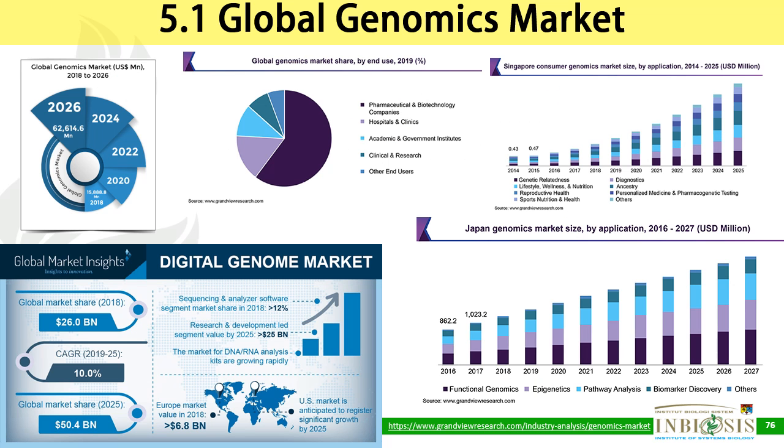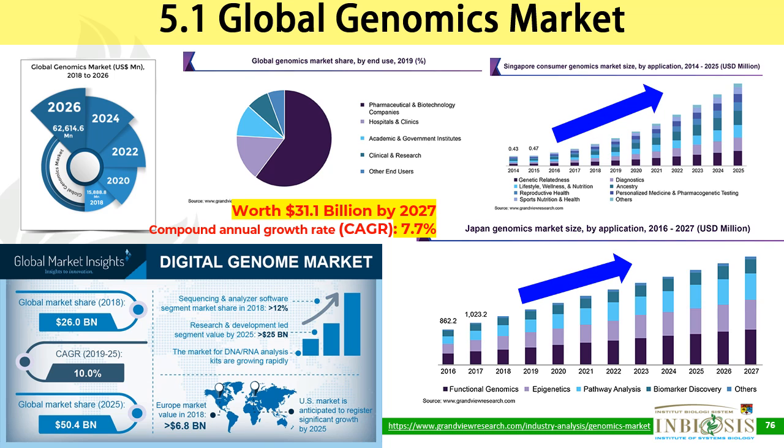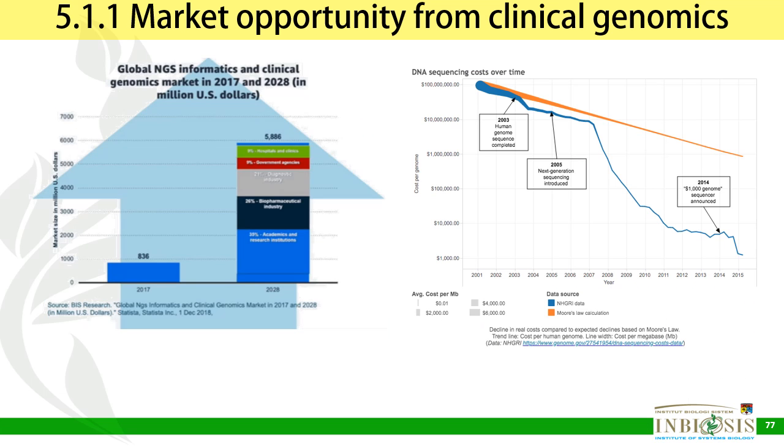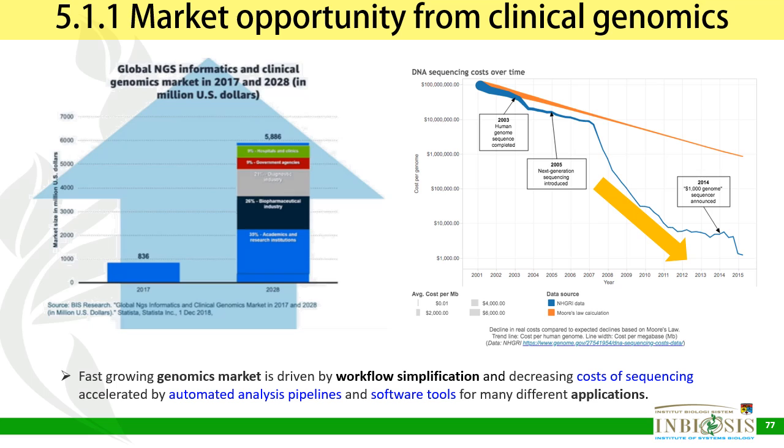The global genomic market is on an uptrend, which is worth over 30 billion by 2027, with a compound annual growth rate of 7.7%. So the future is bright. This opportunity is largely driven by applications in clinical genomics, with workflow simplification and the decreasing cost of sequencing. This is accelerated by automated analysis pipelines and software tools for many different applications.